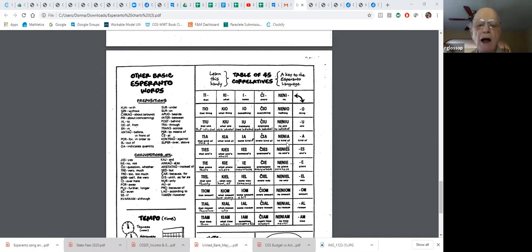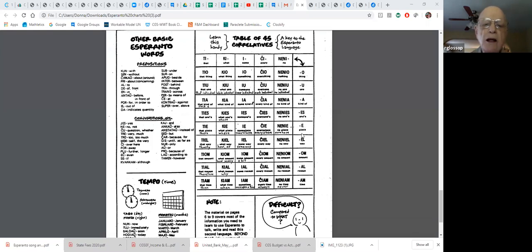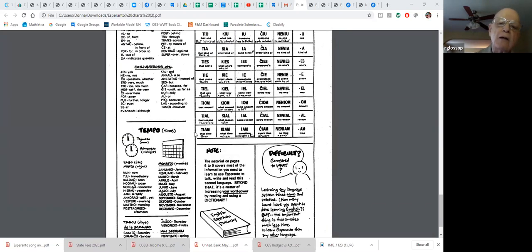Now, the one that is most likely to make sense to you in English is the last row across. So let's go all the way down there to the bottom. And we see the first one is tiam, that time, then. Kiam, what time, when. Iam, sometime. Ĉiam, always. Neniam, never. And right above that are the different logical things. Tial, that reason. Kial, what reason. Ial, some reason. Ĉial, every reason. Nenial, no reason. Now, obviously, many of those don't get used very often, but some of them do.